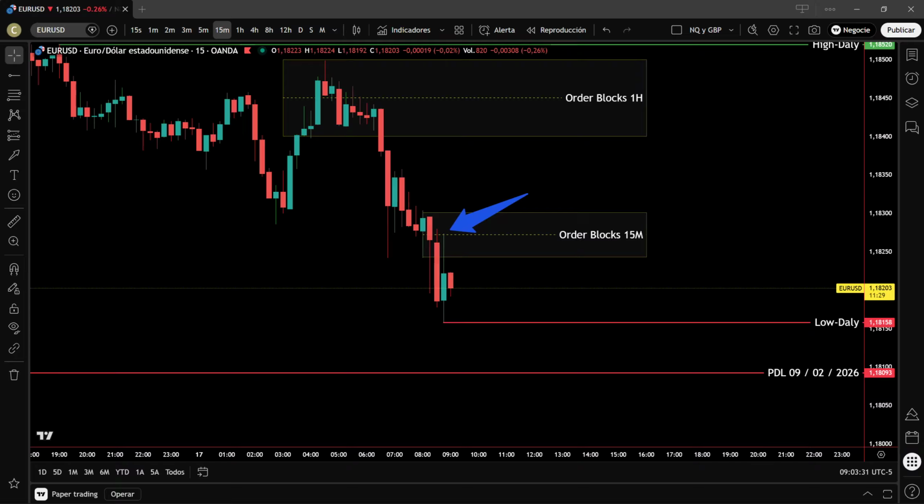EURUSD has lost the temporary support it tried to build and is now heading with a very clear bearish intention to pierce the last low daily we had established. It is fascinating to observe the precision of the order flow. Price uses the supply zone to recapitalize and continue its expansion.